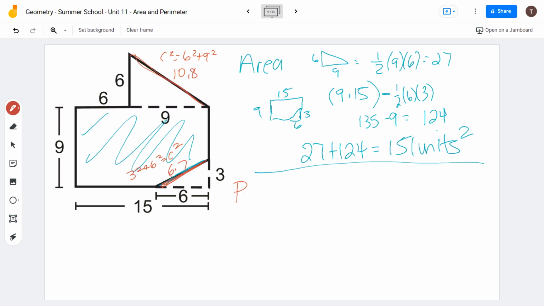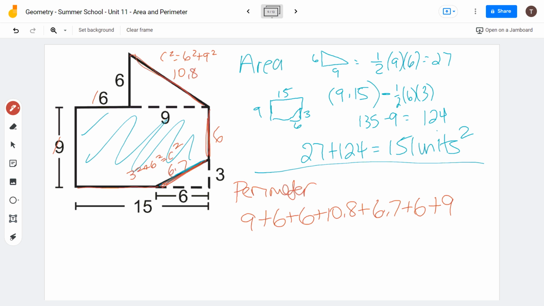So for perimeter, I can do 9 plus 6 plus 6 plus 10.8 plus 3. Nope, not the 3, right? That's not actually part of my shape. Plus 6.7. Now, I did forget, I didn't put this in there, did I? I think that would have to be 6, because this is 9, the whole thing, minus the 3. So I do have to add in that 6. And then this right here would be 15 minus 6, which is 9. So I think I got everything.